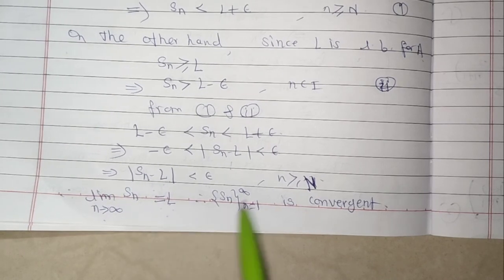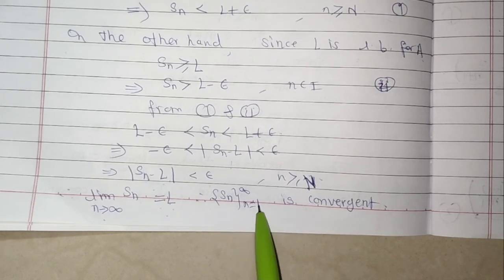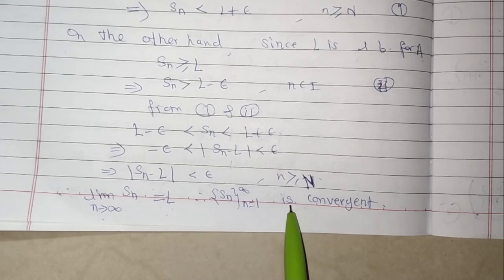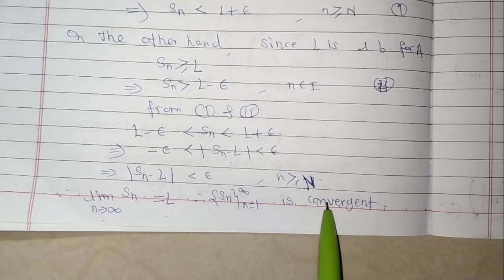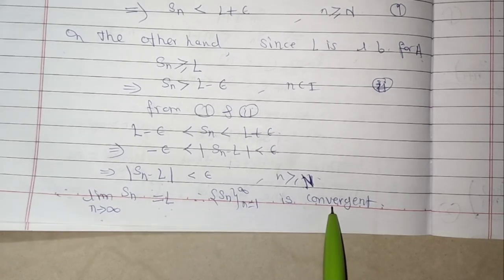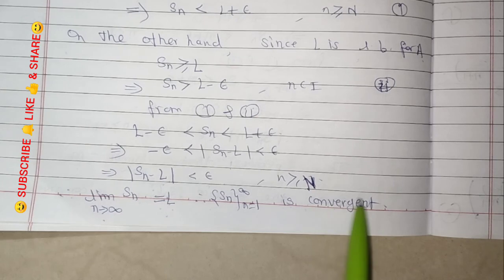That means the sequence Sn, n going from 1 to infinity, is a convergent sequence. Thus we have proved this theorem.